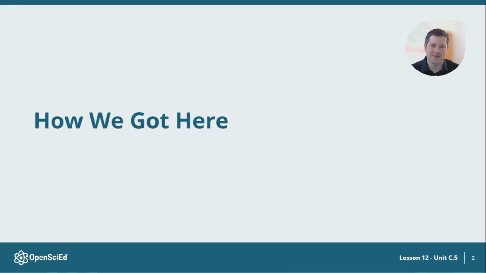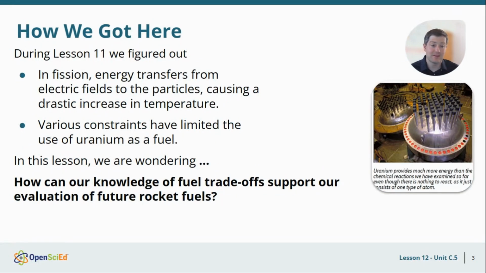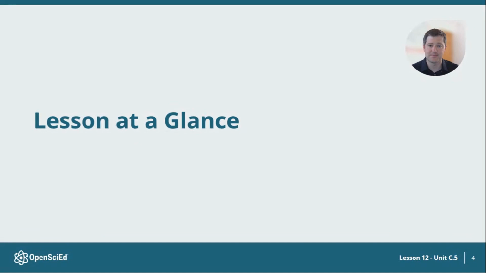Let's start by talking about how we got here. In Lesson 11, we figured out that in fission, we're transferring energy from an electric field to particles, and that's causing a drastic increase in temperature. And we also figured out that there's various constraints around uranium as a fuel. In this lesson, we're wondering how we can use that knowledge we've built up of fuel trade-offs to support our evaluation of future rocket fuels. So essentially in this lesson, we're going to do a small-scale version of the types of engineering design project that we're going to do in subsequent lessons.